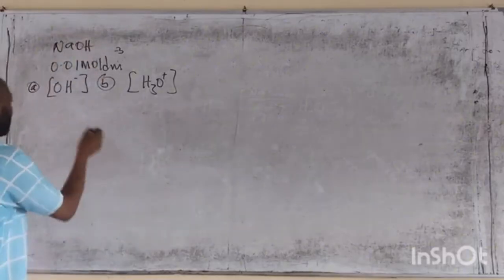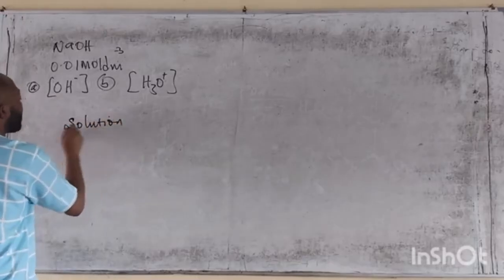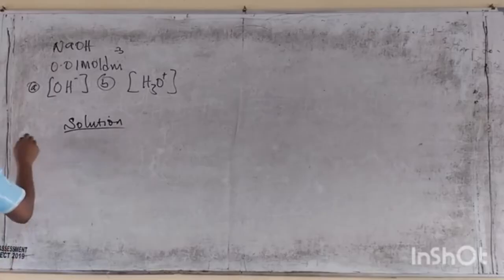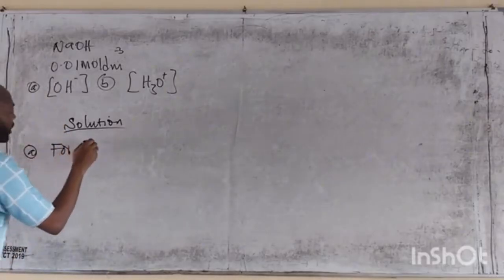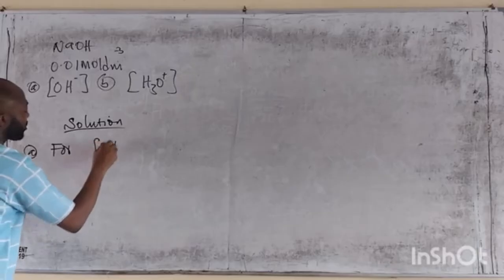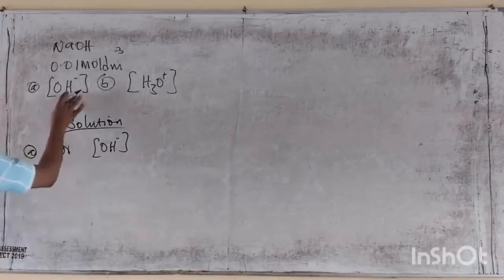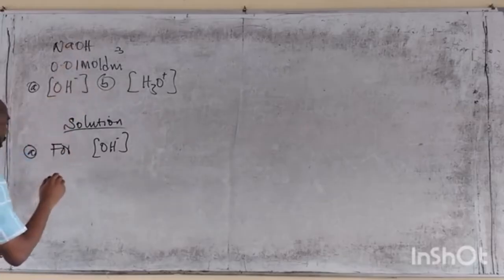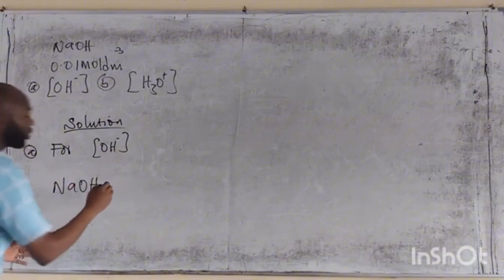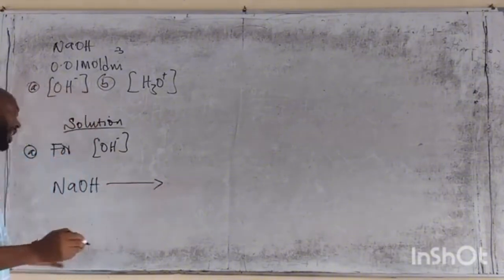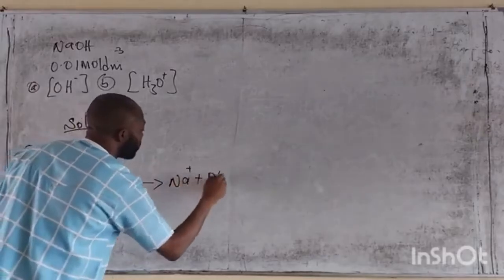Solution. So here we have A, solving for hydroxide ion concentration, OH concentration here. So first of all, this is what we do. This is sodium hydroxide. We have our sodium hydroxide, which will dissociate or ionize to give us sodium plus, OH negative.